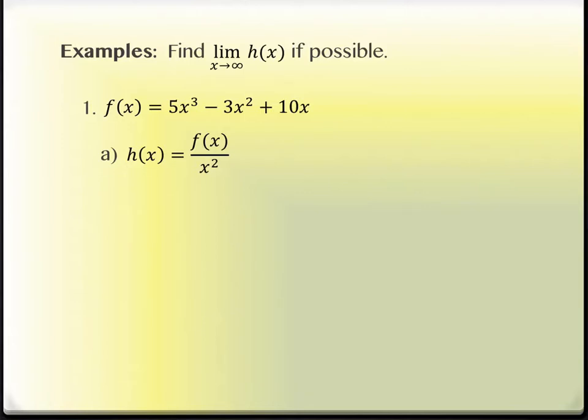Okay, so all that this part A is telling you is to take that polynomial that we were just given, 5x cubed minus 3x squared plus 10x, divided by x squared. That's the function we're going to be working with, okay? So we're working with a rational function. Everybody good with that so far? Okay, so we've got a rational function, and we want to know what happens to each of these limit values.